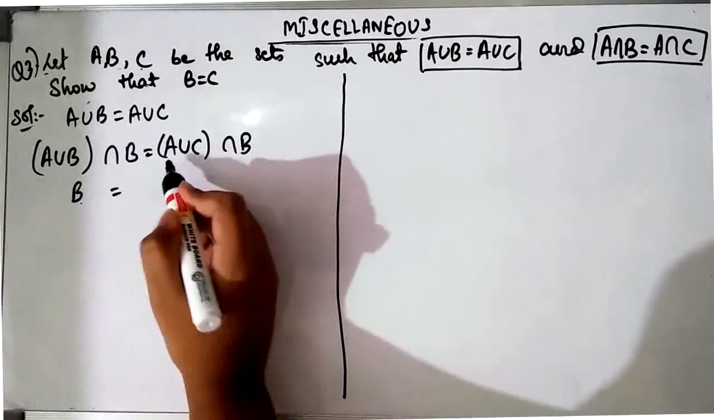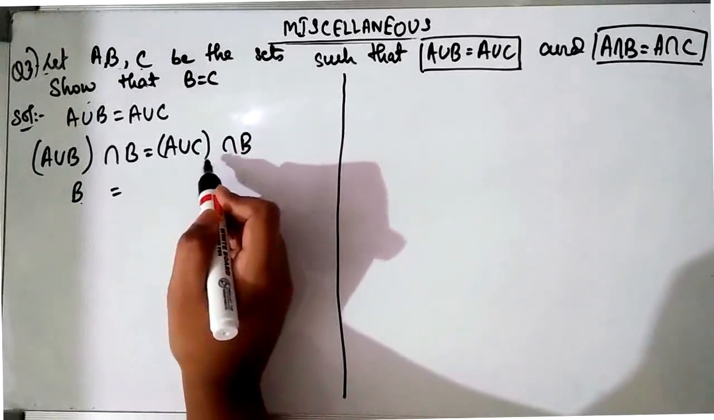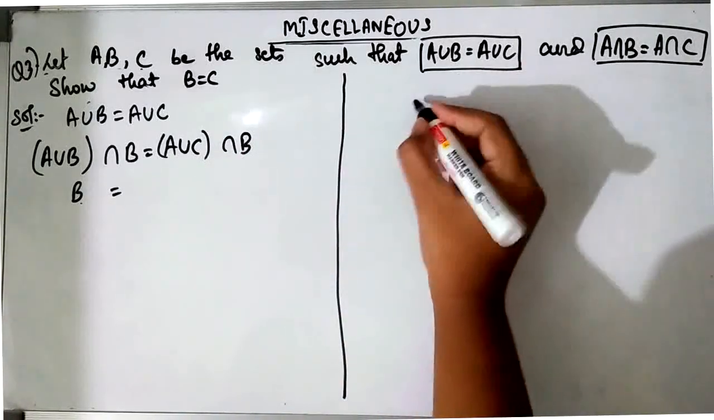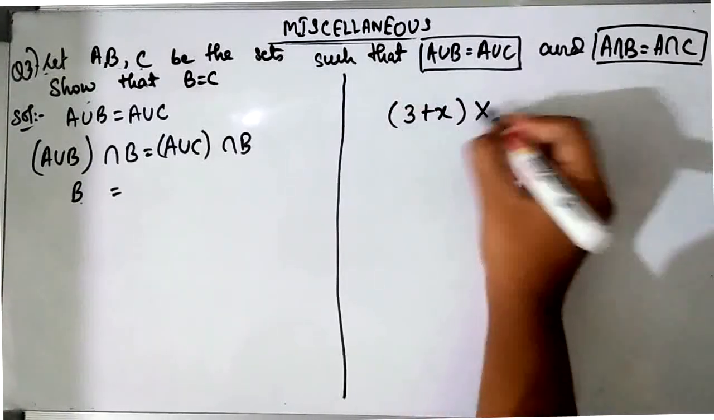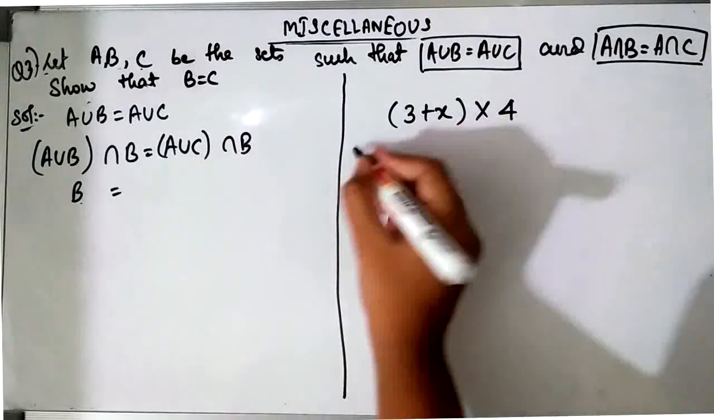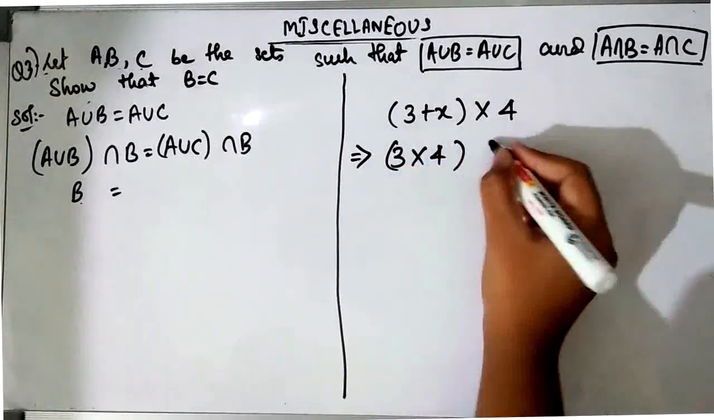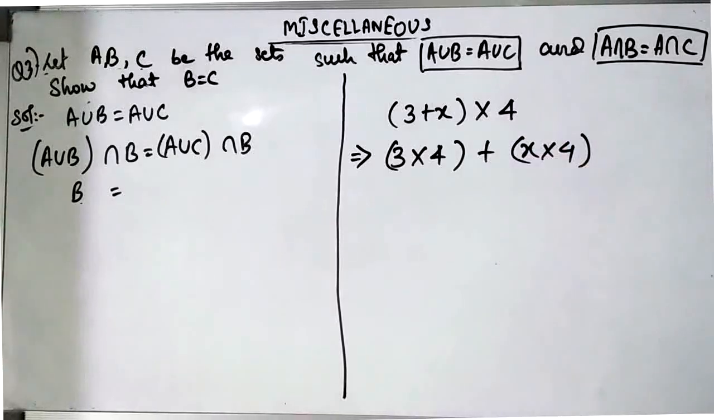Now the right side, you see we have A union C intersection B. Now over here we will apply the distributive method. Now for example, I'll show you 3 plus x into 4. Now if you have something like this, what will you do in your next step is 3 into 4 plus x into 4. Right, so that is what we do in a distributive method.